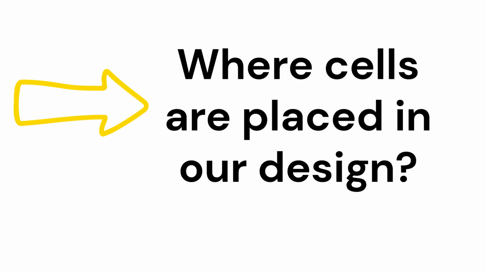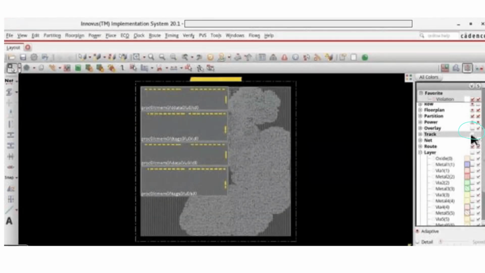Now, how exactly can we check where our cells are placed? You have to disable the overlay and disable the layer option also. Then you will get information about the areas where our standard cells are placed. As you can see, these are my macros and these are the standard cells placed in the core area. In some areas, some hotspots, we are getting congestion.